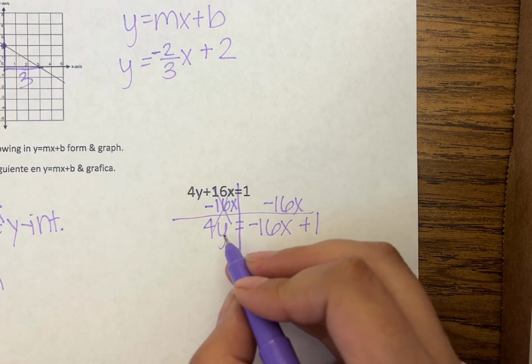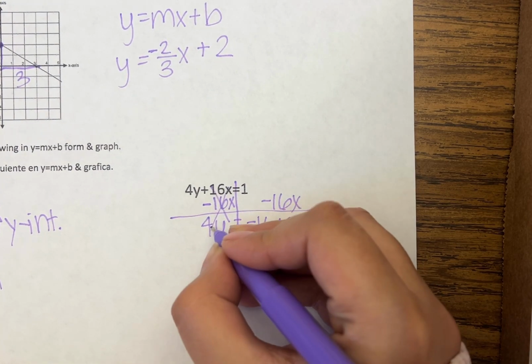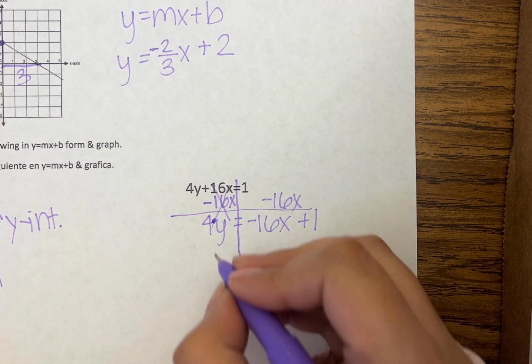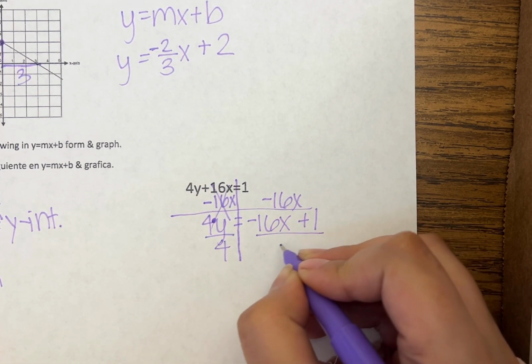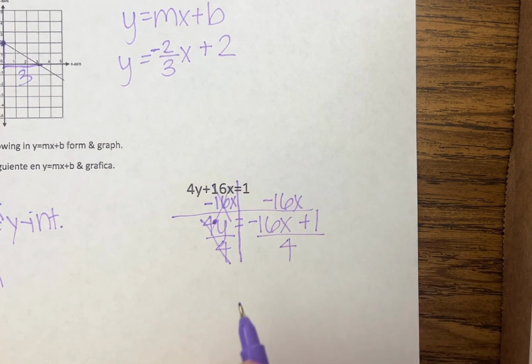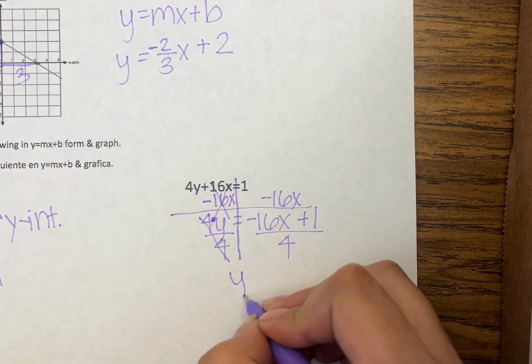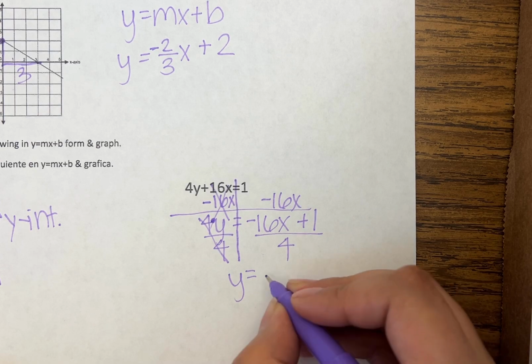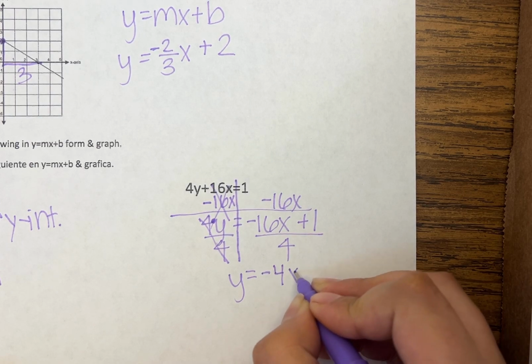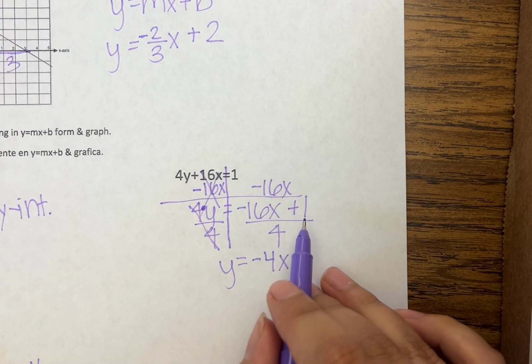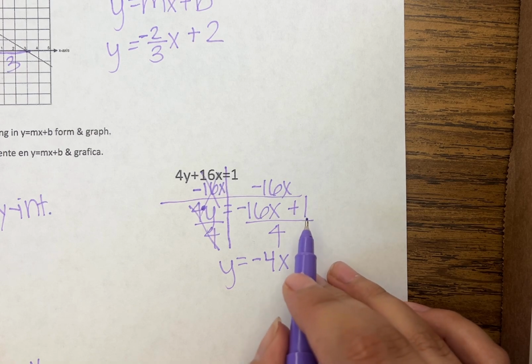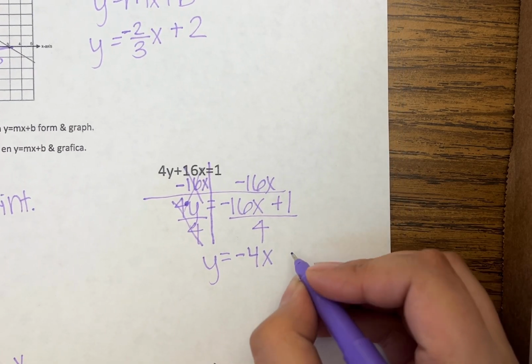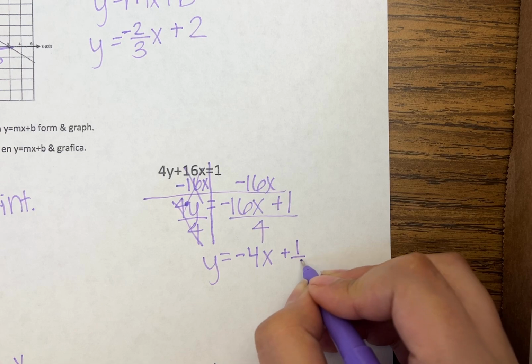Okay? Now, I want to get that y alone. So here they're multiplying. So the opposite would be dividing. Dividir. What are we left with? Y equals negative 16 divided by 4 is negative 4x. And 1 over 4 would just be 1/4.